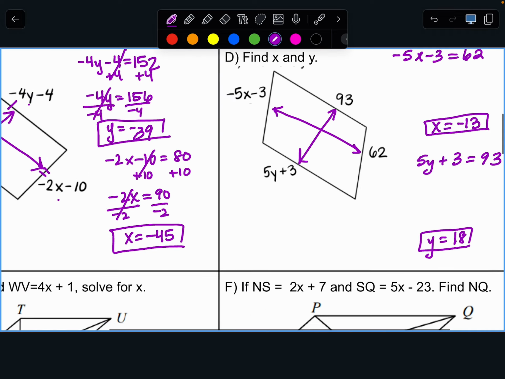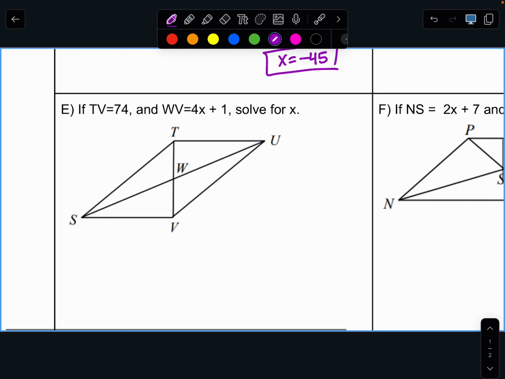It doesn't change the system or the way we do this if I give you words. So first you have to identify where TV is. So TV is the whole line, right? What do we know about diagonals inside of a parallelogram? That they are bisected. That means two equal pieces. So if the whole thing is 74, how much is one piece?